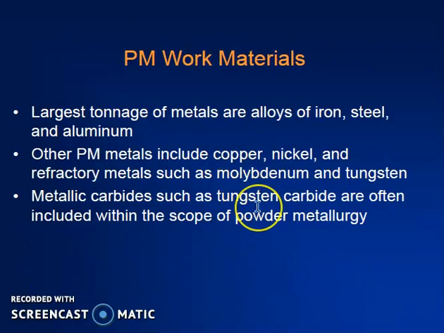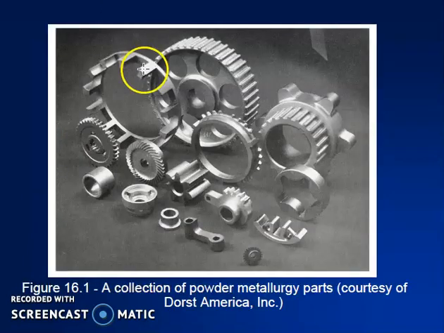Then the next issue, powder metallurgy work materials. The largest tonnage of metals are alloys of iron, steel and aluminum. They are consumed in powder metallurgy for manufacturing a variety of parts. Other powder metals include copper, nickel, and refractory metals such as molybdenum and tungsten. Metallic carbides such as tungsten carbide are often included within the scope of powder metallurgy. So it is quite often processed by the powder metallurgy technique.